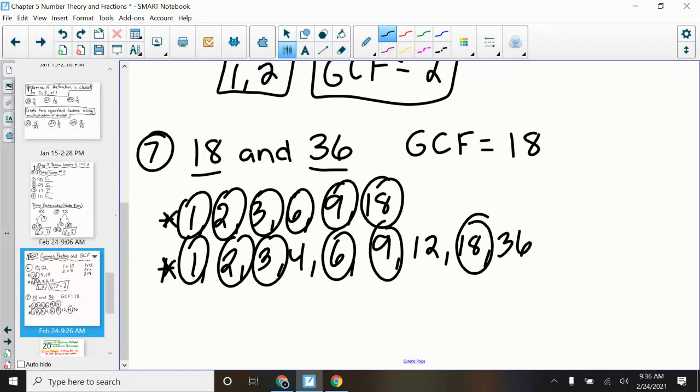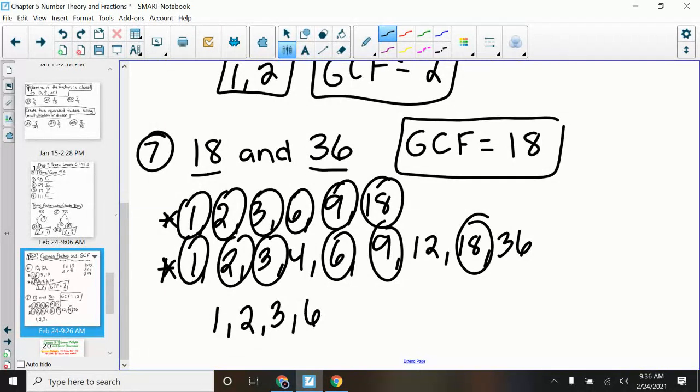And do you see how all of the numbers up to 18 have circles on them? That's why 18 is the largest one they have in common. Because they have all those in common, but the largest one is 18. So our GCF that we had at the beginning was right, but the common factors, if I list them out, would go 1, 2, 3, 6, 9, 18. That's the answer I'm searching for on your test.